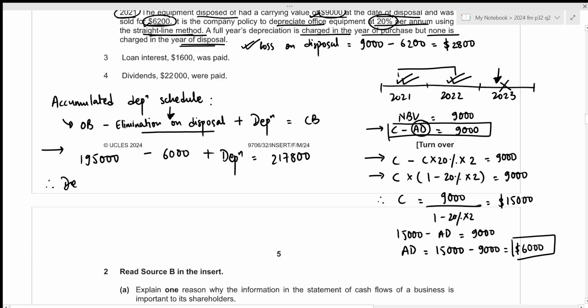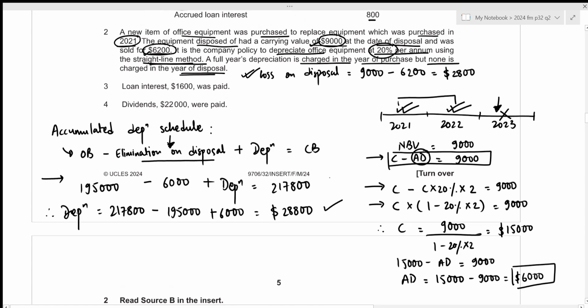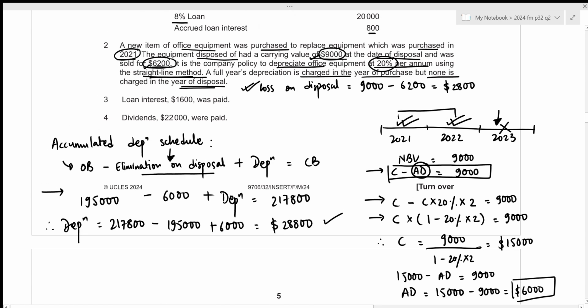Now the depreciation charge for the year will be 217,800 minus 195,000 plus 6,000, which will be equal to 28,800. Now we've successfully calculated the depreciation charge for the year. The last thing we need to calculate regarding our non-current asset is the purchase value.